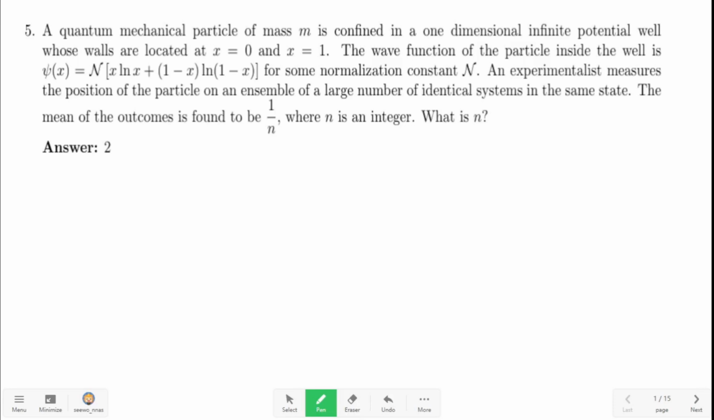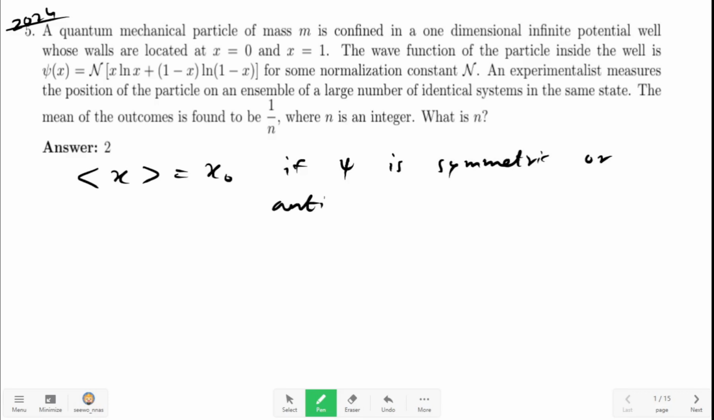Before solving this question from JEST 2024, let us discuss a concept which we can use later to solve this problem. The expectation value of the position operator is equal to x naught if psi, the wave function, is symmetric or anti-symmetric about x naught. You may not see this as a boxed theorem in Griffiths or Zettili's book, but you can use it. This is provable. I will give you some examples to make this concept concrete.